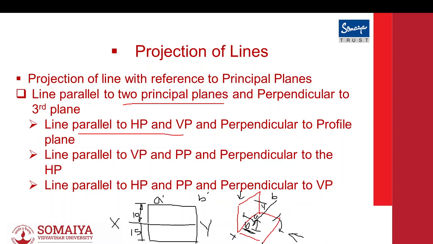Okay. This first case I have considered: the line is horizontal, parallel to the horizontal plane as well as the vertical plane. We will skip the other two cases because those may not be required. The line parallel to VP and PP. PP means a plane which is perpendicular to vertical as well as horizontal. That is an additional plane which is perpendicular to both.